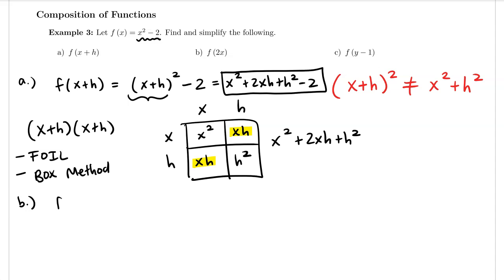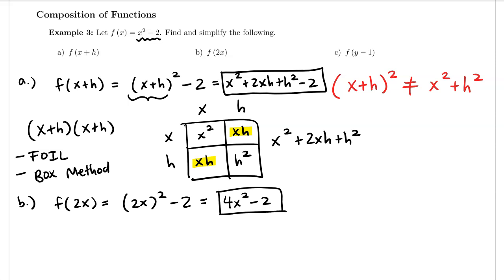For part B, we're trying to evaluate f of 2x. In my original function, anywhere I see an x, I want to replace it with 2x, and we want to simplify this. If I multiply 2x times 2x, that gives me 4x squared, and then we have our minus 2. There are no like terms that we can combine, so our final answer is 4x squared minus 2.